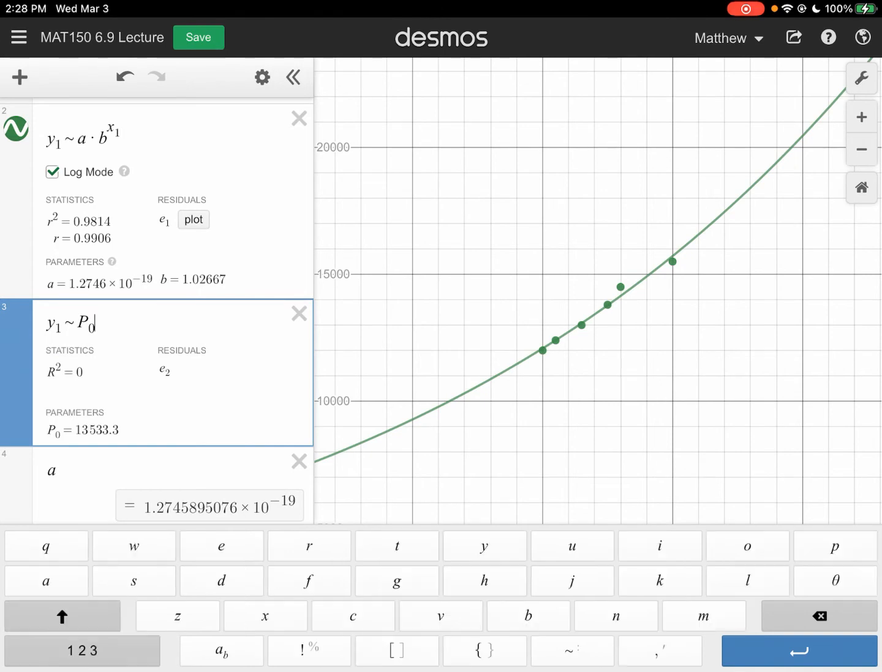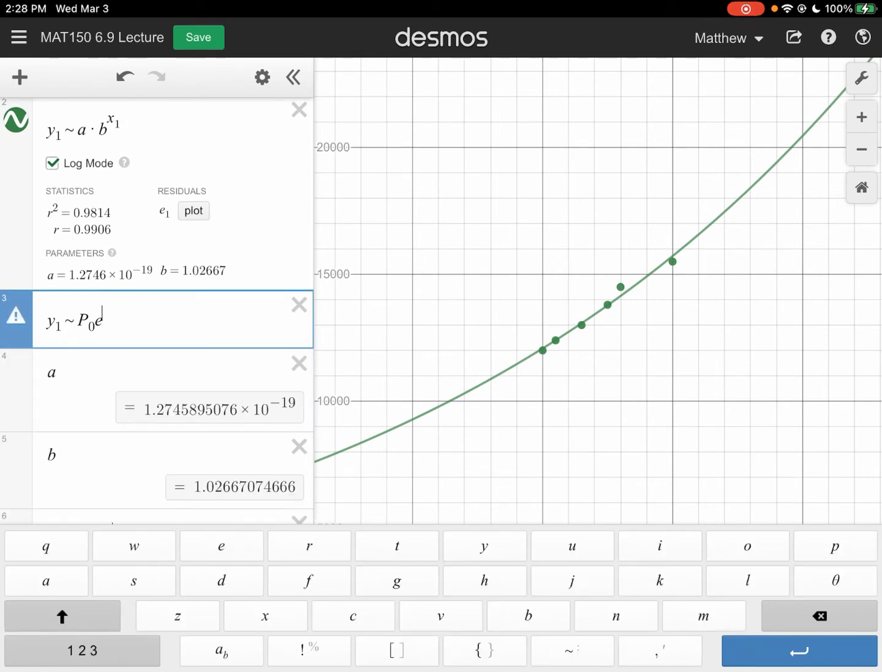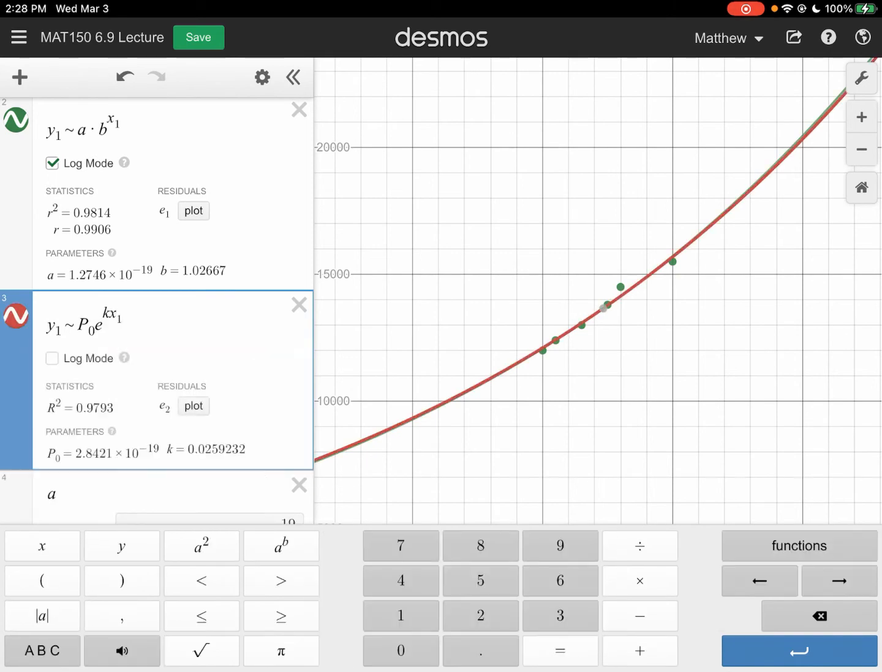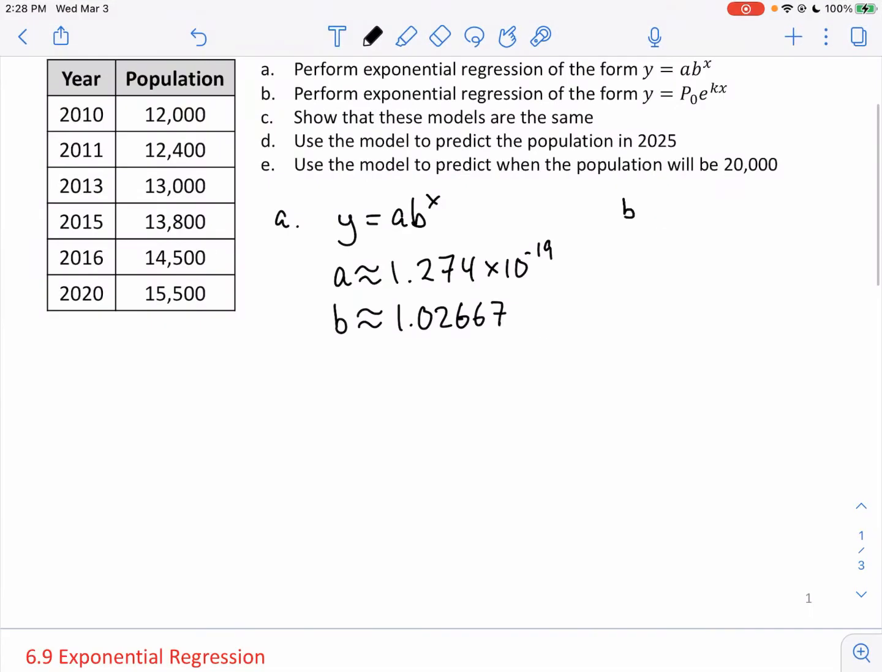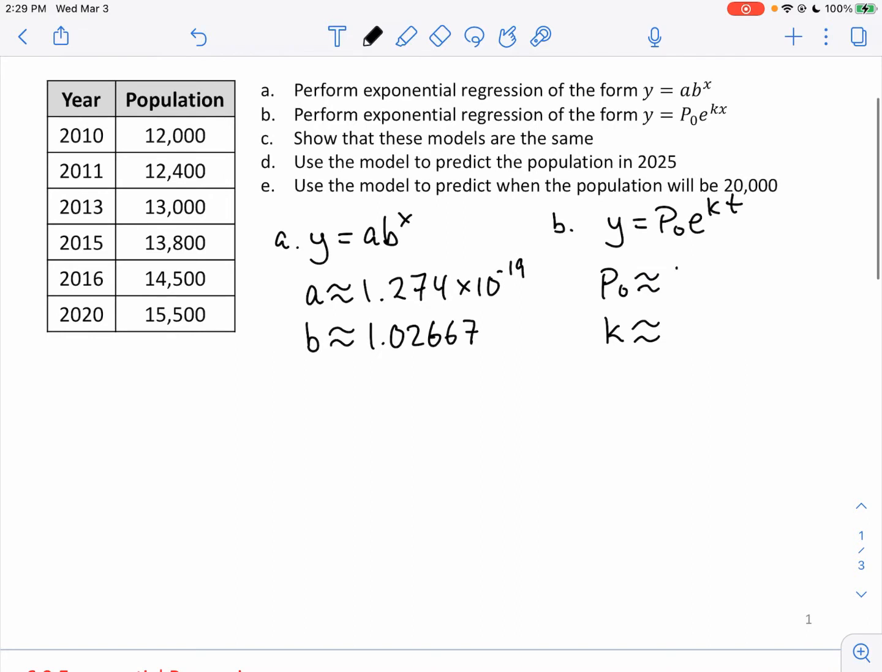P naught times e to the exponent, and then k times x1. Make sure you do x1, and it makes that subscript. All right, so this gives us a regression model. Let's put b here. Now we're doing y equals p naught e to the kt, where p naught is approximately, we'll write that down in a moment, and k is approximately. And notice the p naught is the same thing as we got for the a before. So it's also 1.274 roughly times 10 to the negative 19.